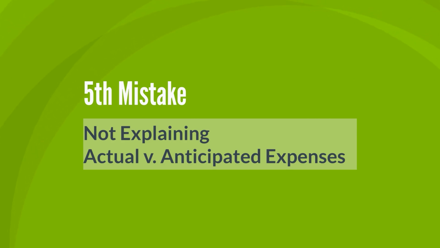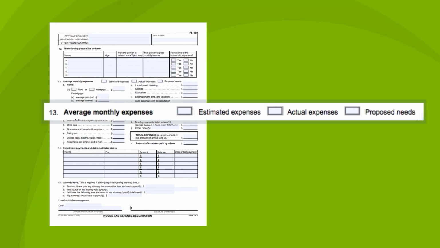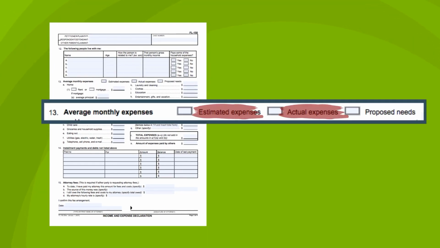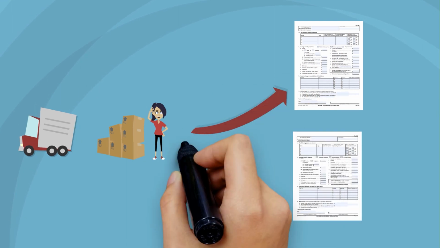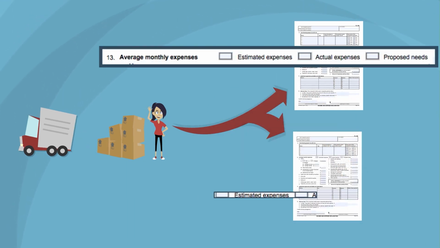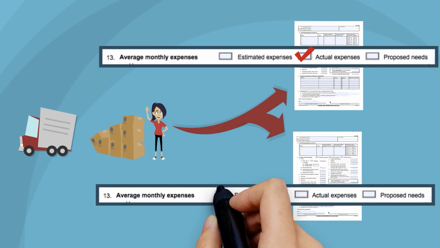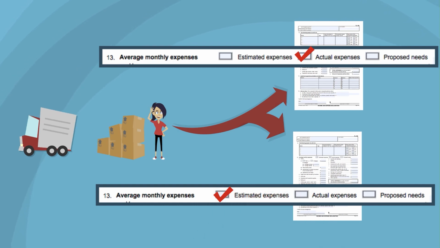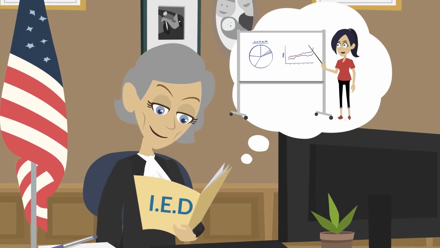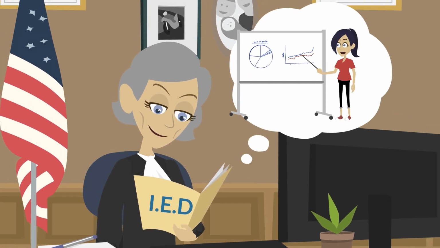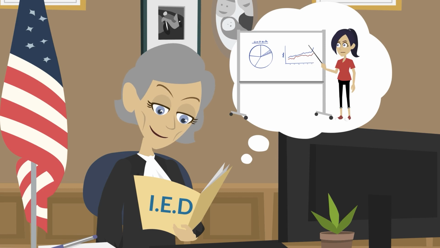The fifth mistake people make on their income and expense declaration is not explaining to the judge the difference between their actual and anticipated needs. Now, page 3 of the income and expense literally has a box for both the actual and the anticipated. If, for example, there is a change, you're moving, then you may want to actually fill out 2 page 3s, one for the actual expenses that you have now and one for your anticipated expenses when you move. It's logical. So tell the complete story. This is part of the process of telling the judge the complete story in that income and expense.